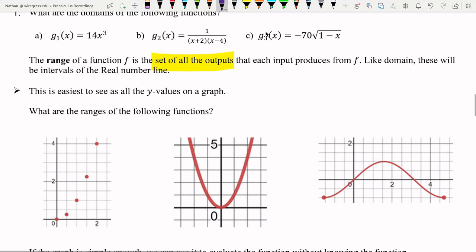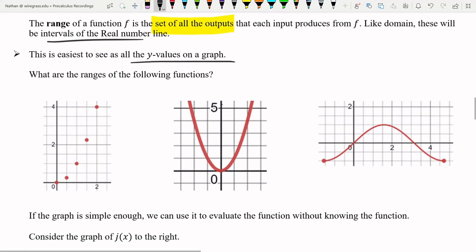Now, like domain, these are also going to be intervals of the real number line, because we're talking about the Cartesian coordinate system. You only get real numbers allowed to graph on here. So this is really the easiest to see, it's all the y values on the graph, like I said. So in this first one, what is the range? This is a function, of course, it passes the vertical line test.